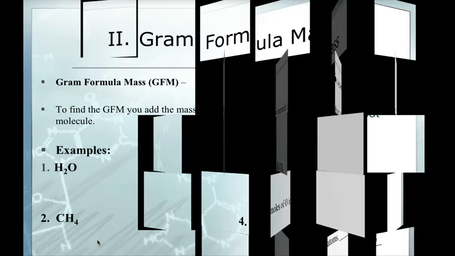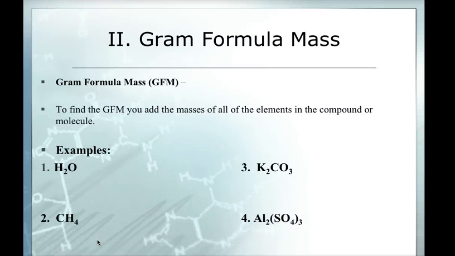Okay, so let's do gram formula mass. Gram formula mass, as we said before, as opposed to gram atomic mass, they're still the same thing, is the mass of a compound, meaning if you take a compound and you add up all the masses of the elements in that compound, you would get the gram formula mass, molecular mass, molar mass.